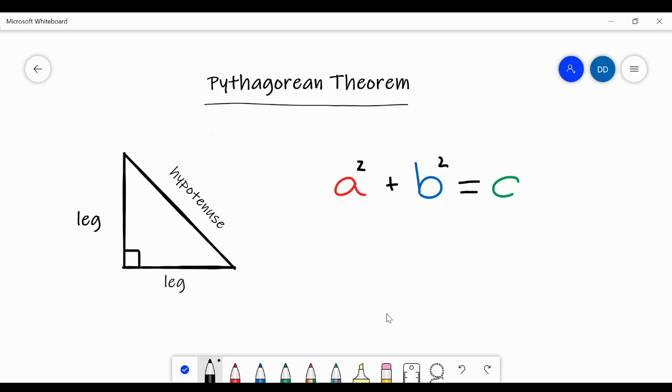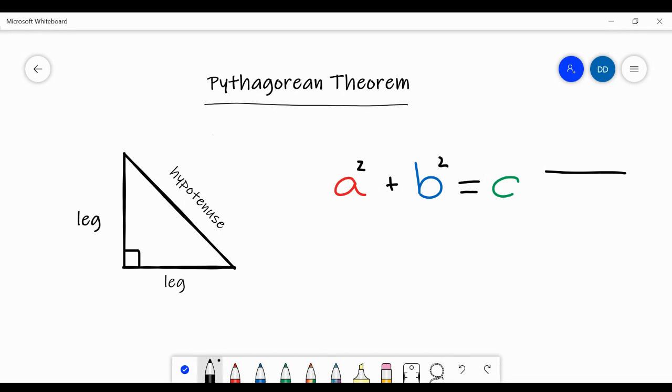Hey everyone, so today's lesson is going over the Pythagorean theorem and how to use it and when to use it. So in order to use the Pythagorean theorem, we need to have a right triangle. So that is a triangle with a 90-degree angle.